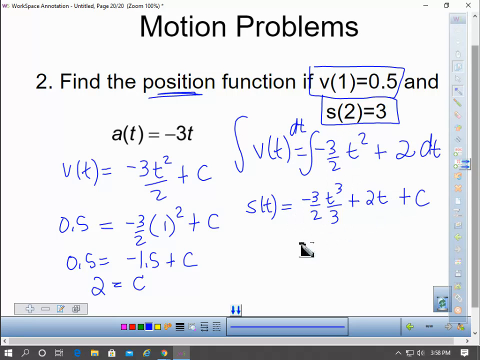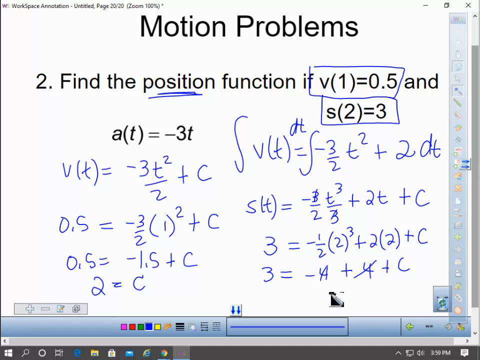So when I plug a 2 in, see these 3's will cancel. So I get negative 1/2, and then I'm plugging in a 2, so 2 cubed plus 2 times 2 plus c is going to give me an answer of 3. So 3 equals, 2 cubed is 8, so that's going to make negative 4 when you multiply that by negative 1/2. Plus 4, those cancel. So c ends up being 3.